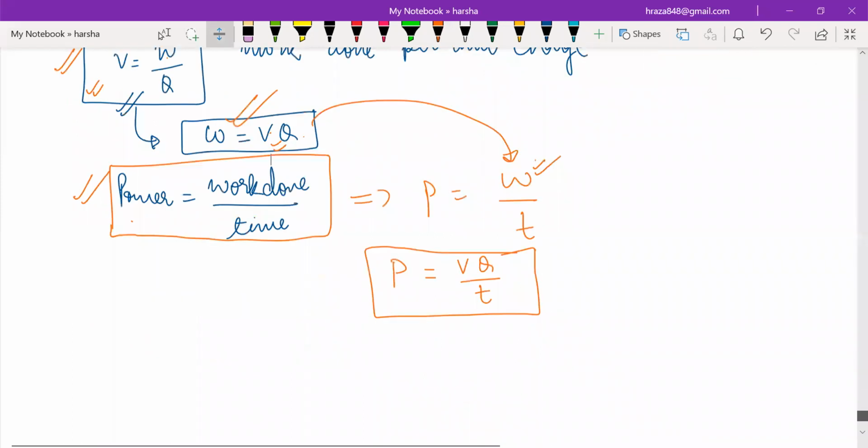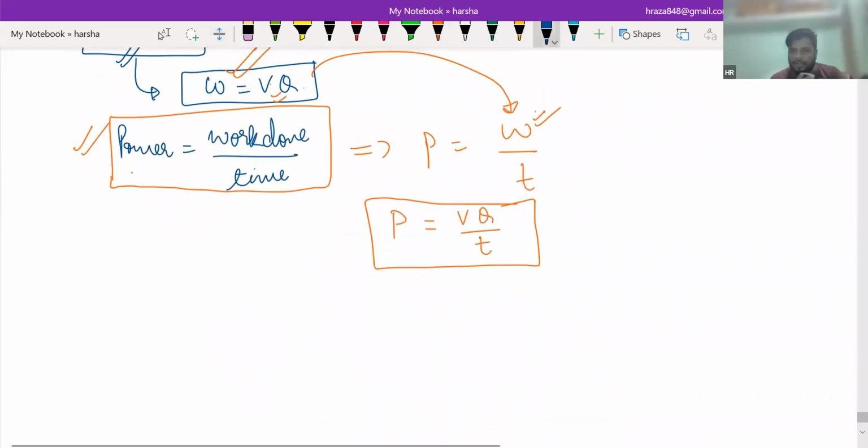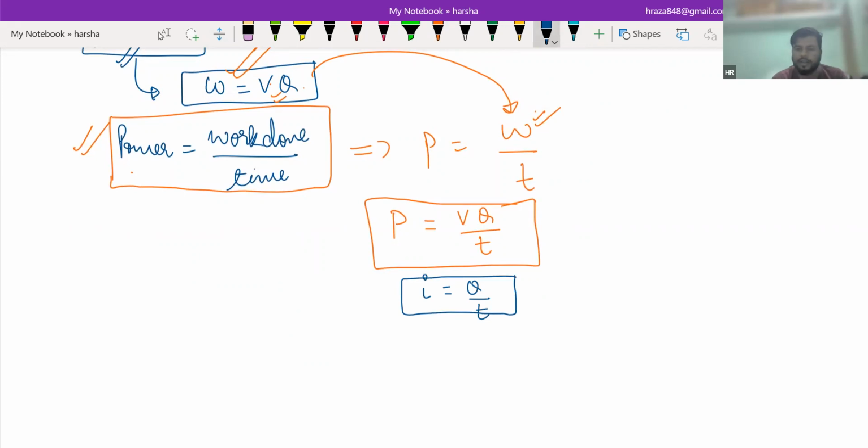Now see, you already studied in this chapter from the beginning I is equal to Q by T. So P is equal to, I am going to write it, V into I. Can I write this? At the place of Q by T, can I write I? Because in the beginning of the chapter, the definition of current is basically charge per unit time, I is equal to Q by T. So at the place of Q by T, I can write I. So power is equal to V into I.